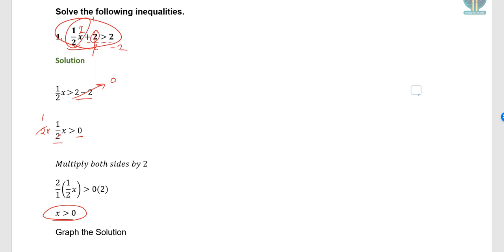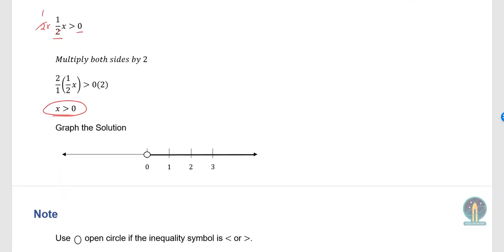So 0 does not work. Okay, so 0 is not part of the solution. So the solution is anything greater than 0. And to graph it, you get something that looks like this, right?